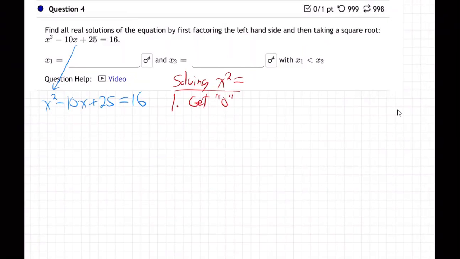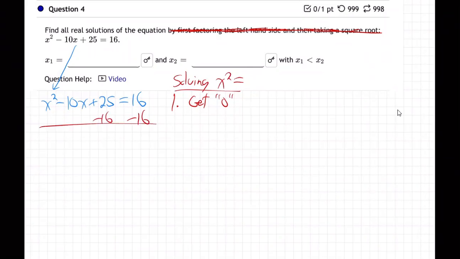Oh, you know what? They said something about square. Just forget about this. I'm not going to do it their way. You could, but it won't work better. I'll just do it this way. This will be better in the long run. So step 1, get a 0. So subtract 16 from both sides.